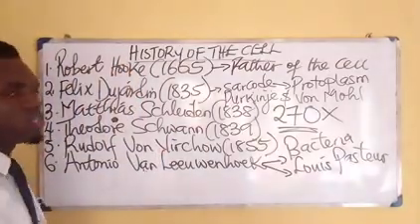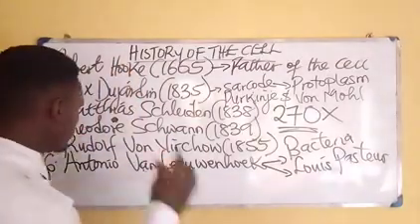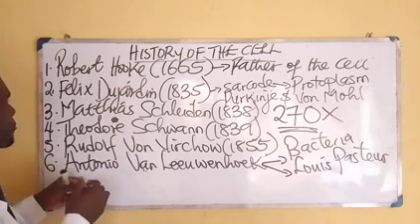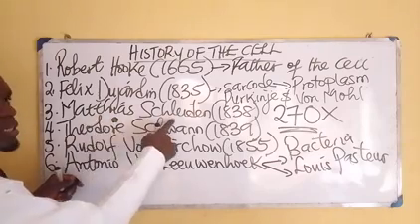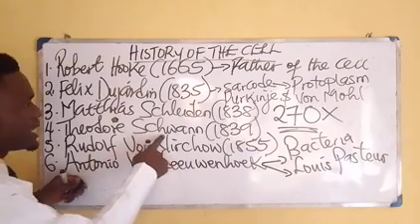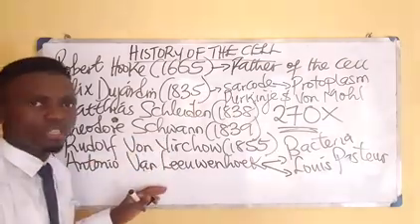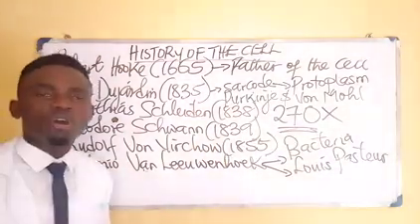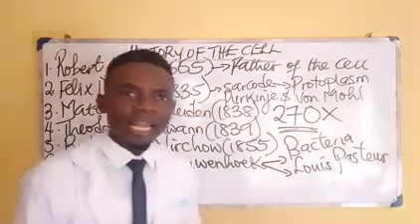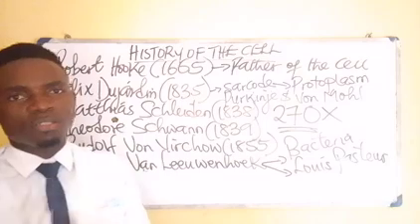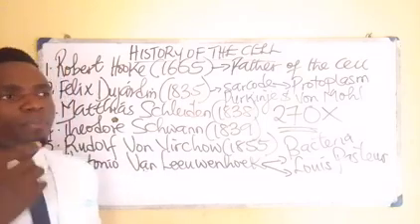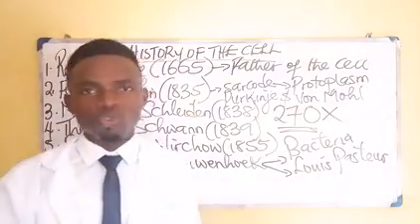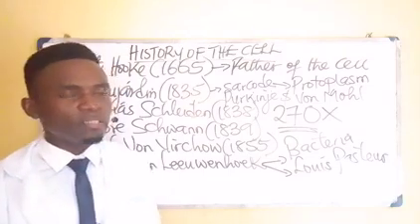Now, this is for the history of the cell. But take note of this. That's what we call the cell theory. The discovery of Matthias Kleden and Theodor Schwann led to the postulation of the cell theory in the year 1839. So the discovery of who and who led to the postulation of the cell theory? The answer is Matthias Kleden and Theodor Schwann. Please do not forget that.